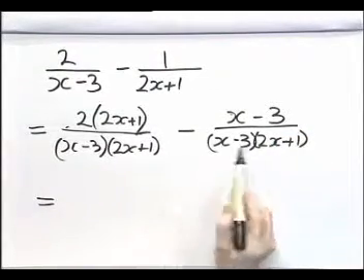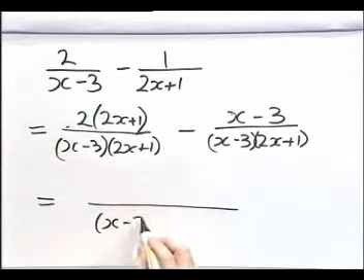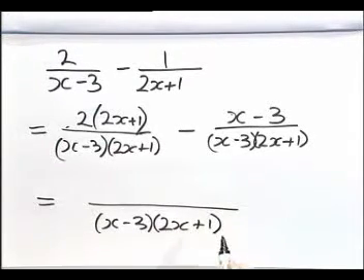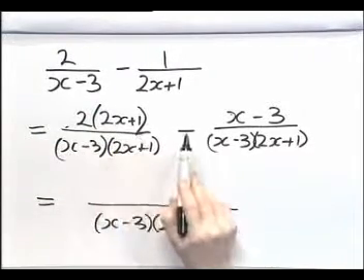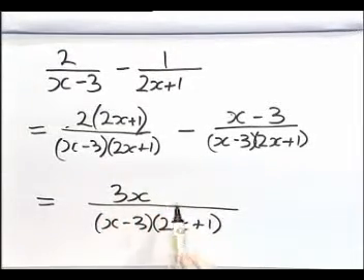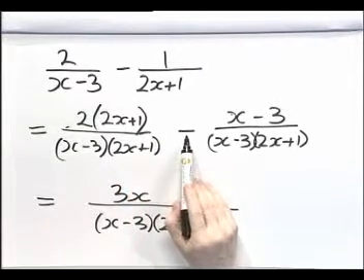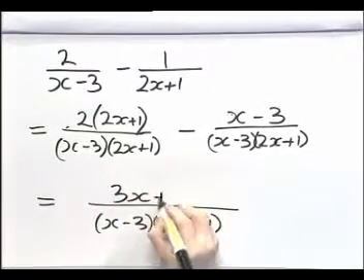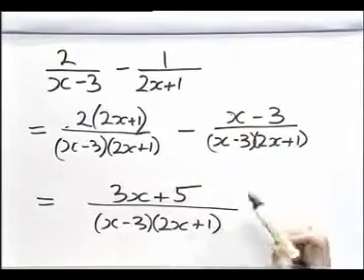And now we need to collect up. The denominators are the same, so we can just write x minus 3 times 2x plus 1. And on top, we have 2 times 2x is 4x, minus x gives us 3x. And we also have 2 times 1 is 2, minus 3 is plus 3, so 2 plus 3 is plus 5. And that is the answer to that sum.